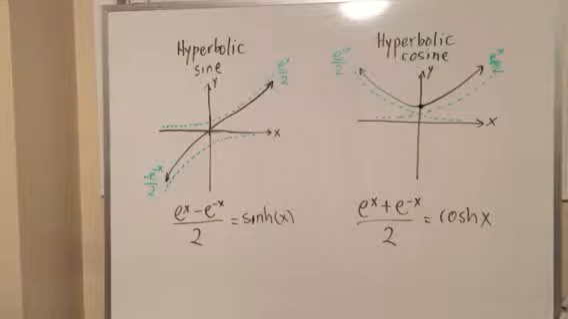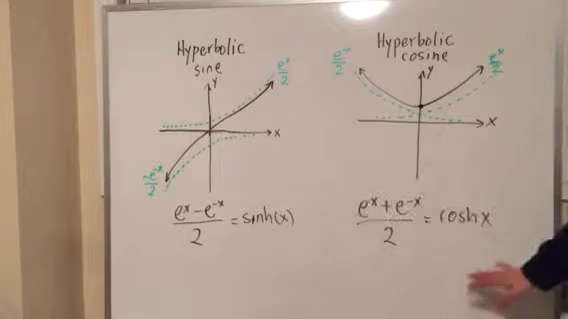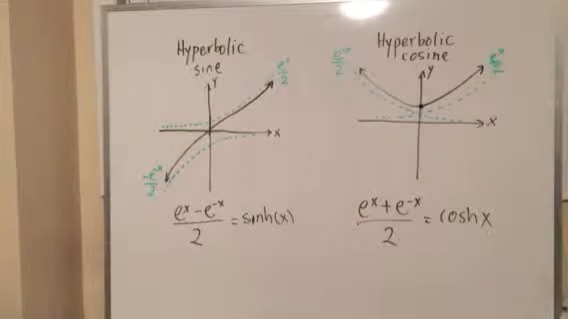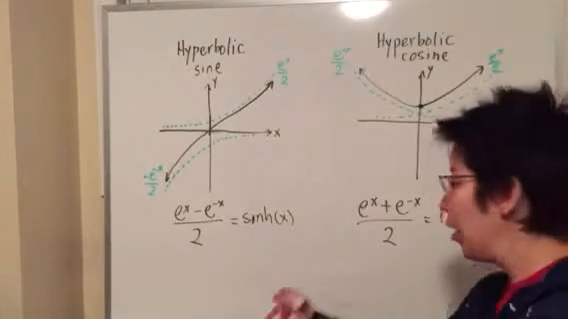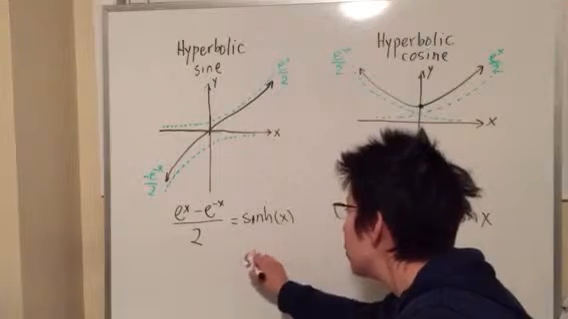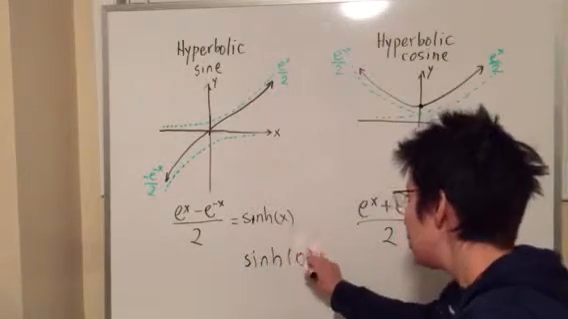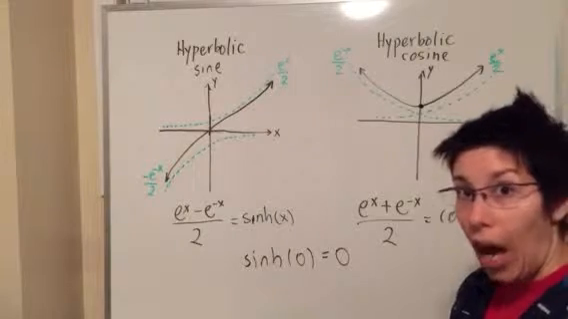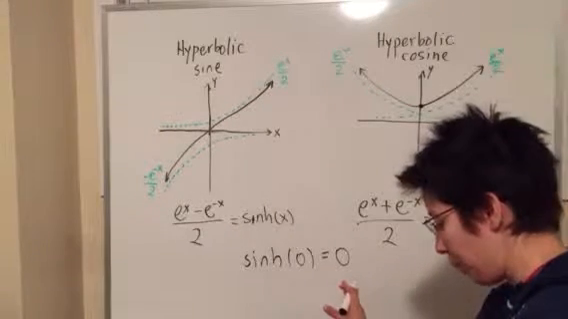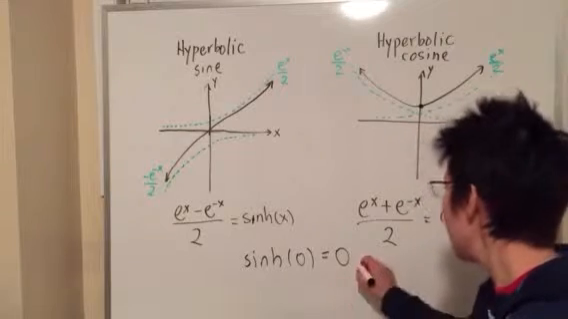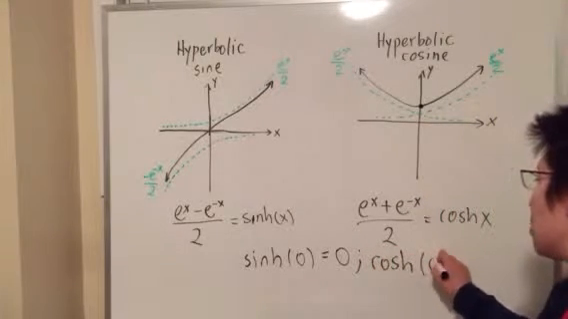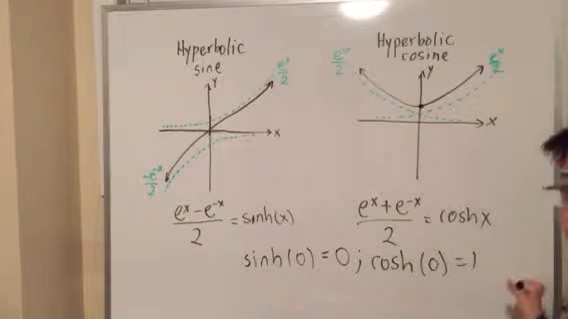So why are these called trig functions when they're not trig functions? This sinh, and then of course we call this cosh because it's a lot easier to say than cos h of x, right? So let's take a quick look. The sinh of 0 is 0, and that's something that sine has in common with this function. At the same time, cosh at 0 is, as we discussed, equal to 1.